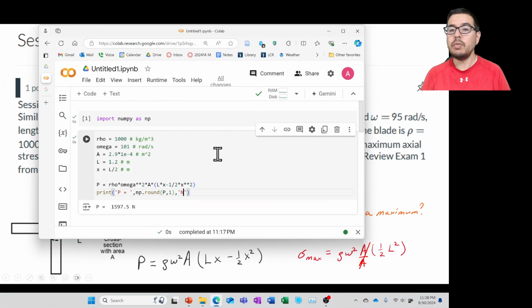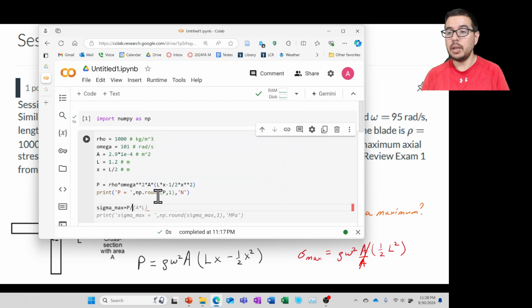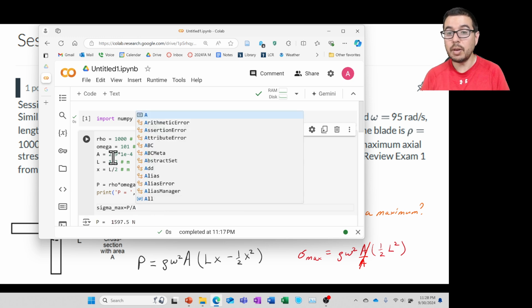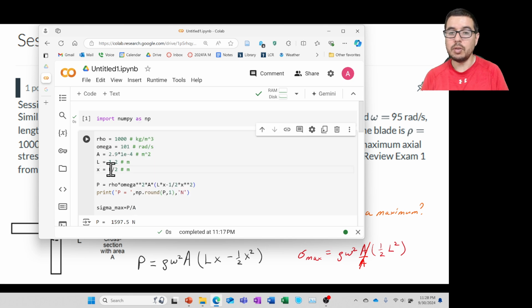Now, we already have a calculation here for the force. We can just go ahead and build on it by saying that we're going to calculate a max stress, so sigma max, and that's going to be P divided by A. This would also be equal to rho omega squared times quantity 1/2, or just 1/2 L squared. But what do I need to do? I need to change where my x is if I'm going to do this. My x is not at L over 2, it's at L.